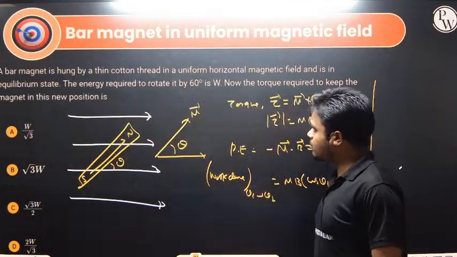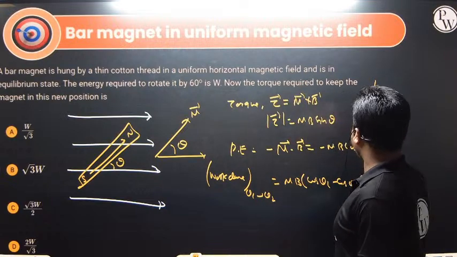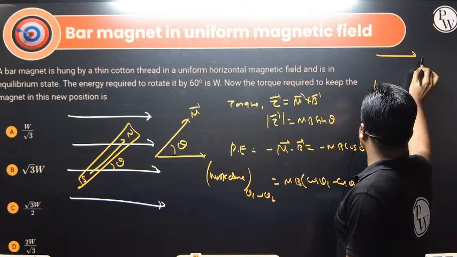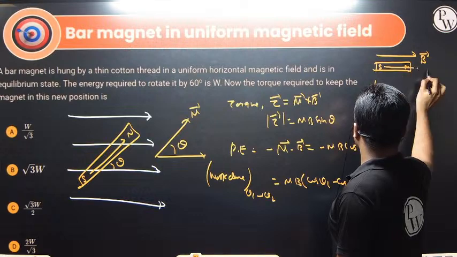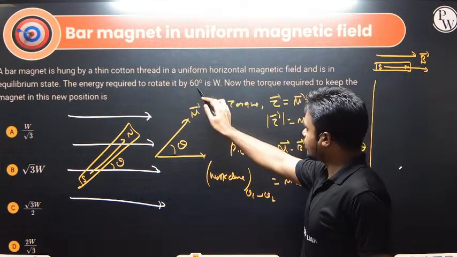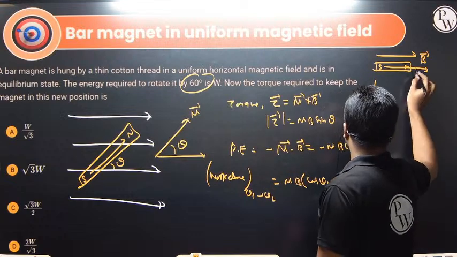A bar magnet is hung by thin cotton thread in a uniform horizontal magnetic field and it's in equilibrium state. Equilibrium state means magnetic moment and magnetic field are both in the same direction, like this: south pole and north pole in the same direction. The energy required to rotate by 60 degrees is W. So how much energy is required to rotate?